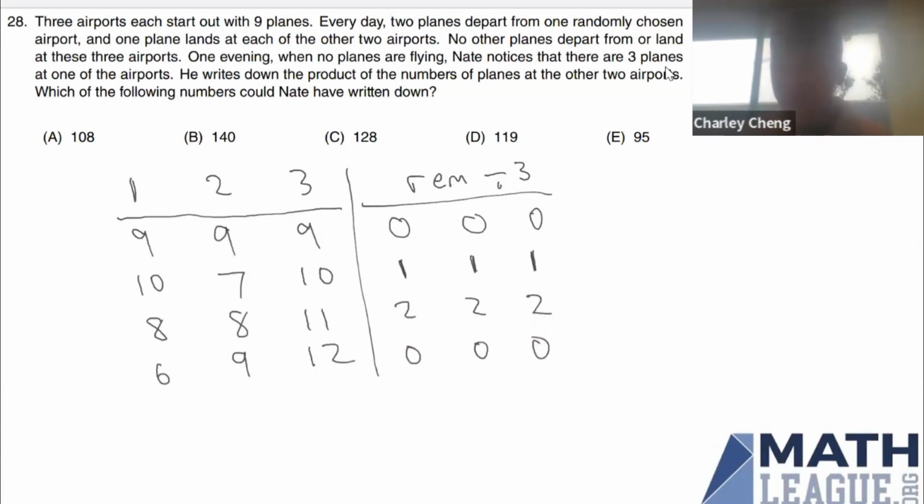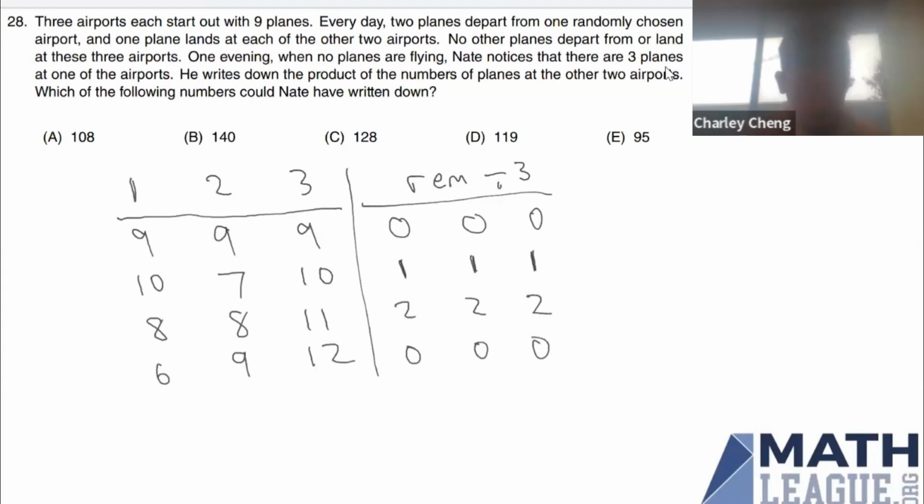So we see something very interesting here. We see that no matter what day it is, all 3 airports have the same exact remainder when divided by 3. And one way we can show this is after every day, 2 of the airports will increase the airplane amount by 1, and then one of them will decrease by 2, right?